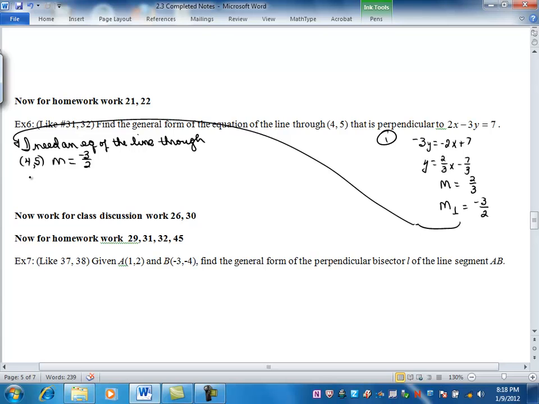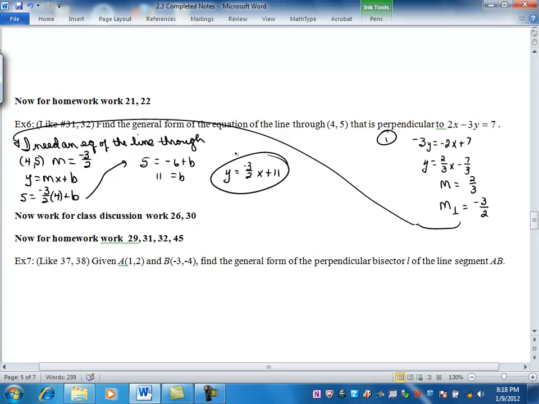Okay, so let's see here. Y equals mx plus b. Y equals 5, m equals -3/2, times x, which is 4, plus b. 5 equals, well, -3/2 times 4, we're looking at -6, plus b. B equals 11. And so y equals -3/2 x plus 11.